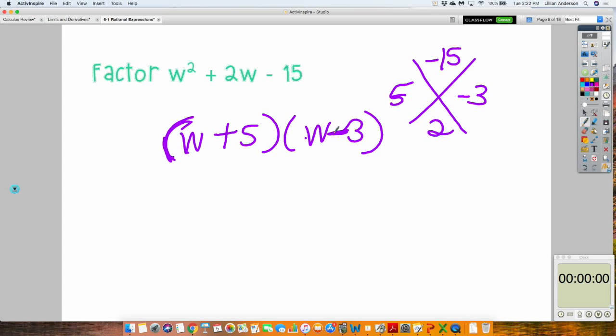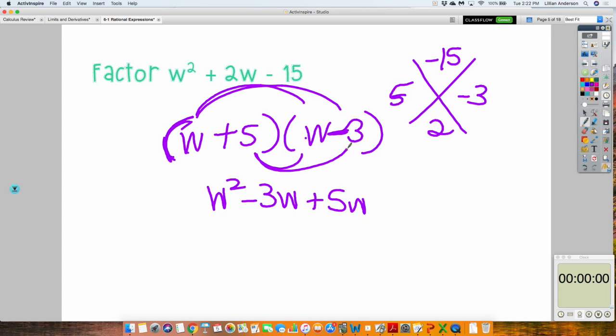All right. And real quick, you can always check by foiling. W times W, W times negative 3, 5 times W, 5 times negative 3, combine like terms, and we get the original problem. Okay? So you can always check. If you ever ask, am I right? Foil. See if you're right. Clear your desk. Here's the next one.